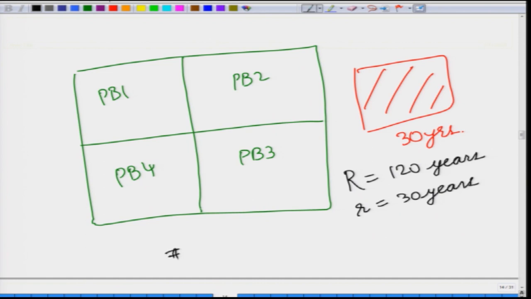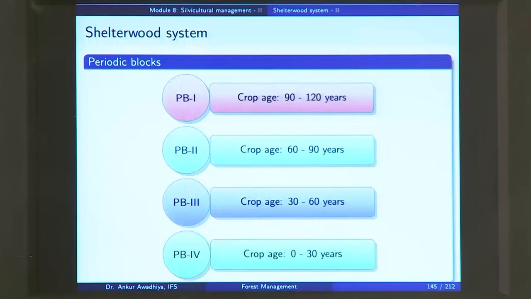So, the number of periodic blocks is given by the rotation period divided by the regeneration period, which is 120 by 30, equal to 4. In this case you will be having 4 periodic blocks, because every periodic block will take 30 years to regenerate, and by the time you are done regenerating the 4th periodic block, the first one is now ready to be harvested and regenerated. So, this is what the periodic block concept means.